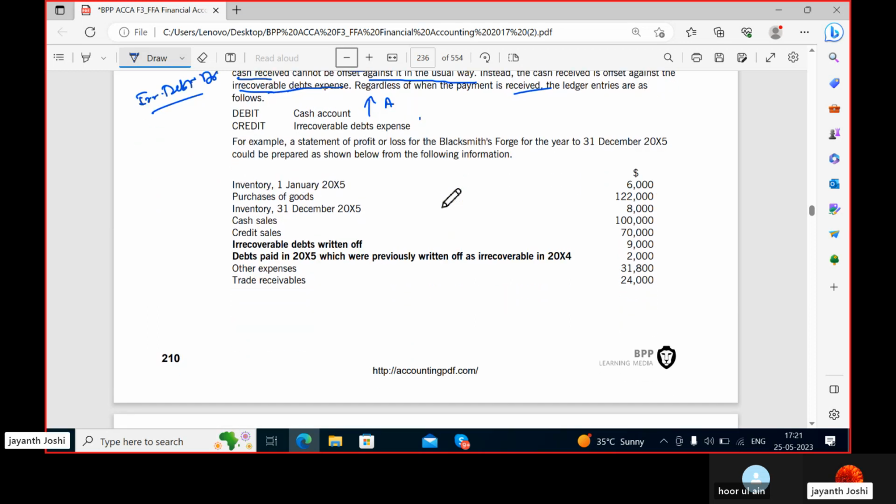Like Blacksmith's Forge has shown the following information. Opening inventory is 6,000. They have purchased goods worth 122,000. Closing is 8,000. Cash sales is 100,000. Credit sales is 70,000. Irrecoverable debts: they have shown 9,000 worth of irrecoverable debt. This is an important part of the information. Debts paid in 2015, which were previously written off as irrecoverable, is 2,000. So they have shown 9,000 worth of debt as irrecoverable, out of which we have recovered 2,000 later on. These two pieces of information which are shown in bold are important for us.